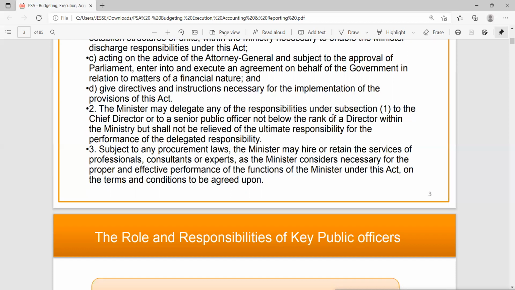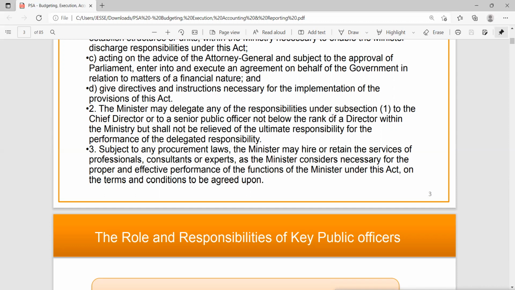The minister can delegate any of the responsibilities under subsection 1 to either the chief director or to a senior public officer. So the minister can delegate responsibilities, but the minister's ultimate responsibilities shall not be relieved. The minister can delegate, but his or her ultimate responsibilities remain with him or her. It's very crucial.